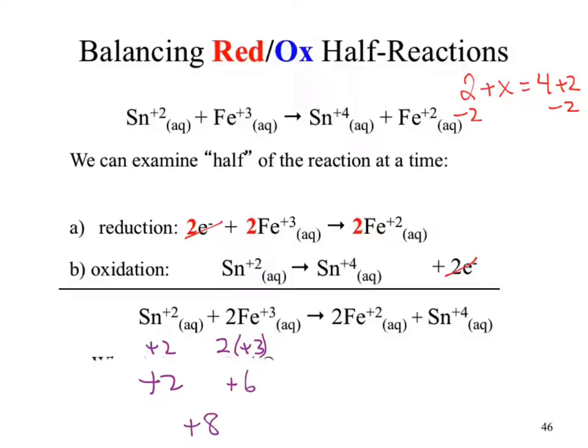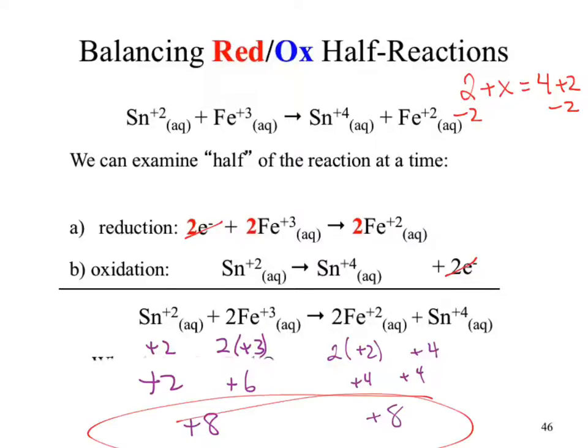What happens on the product side? I have a 2 times plus 2, plus 4. I get plus 4 gives me plus 8. Does 8 equal 8? Yeah. Congratulations, it's now balanced.